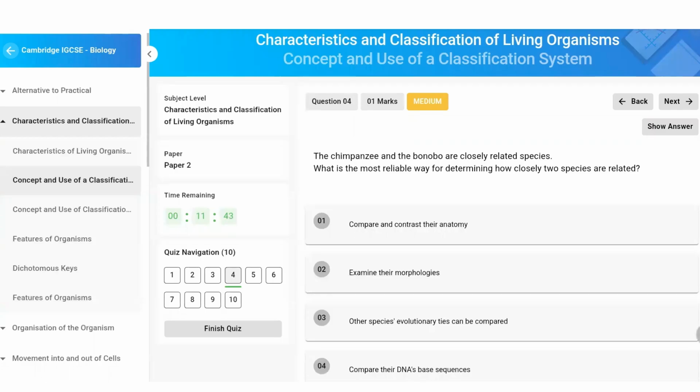All right, so here's a question from this section. It says that the chimpanzee and the bonobo are closely related species. What is the most reliable way of determining how closely 2 species are related? So it states that these 2 organisms are closely related, and they are asking you, what is the most reliable way for determining how closely the 2 species are related? So how do we determine how closely related 2 species are?